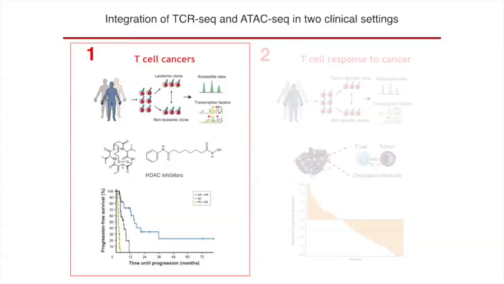How can we now integrate this with TCR to do something useful in patients? I'll show you two short examples of that. The first is looking at epigenomic signatures of T-cell lymphoma, and the second is looking at the T-cell response to skin cancer in the setting of checkpoint blockade. We'll focus first on T-cell lymphoma because I think it's the simplest to understand and walk through.